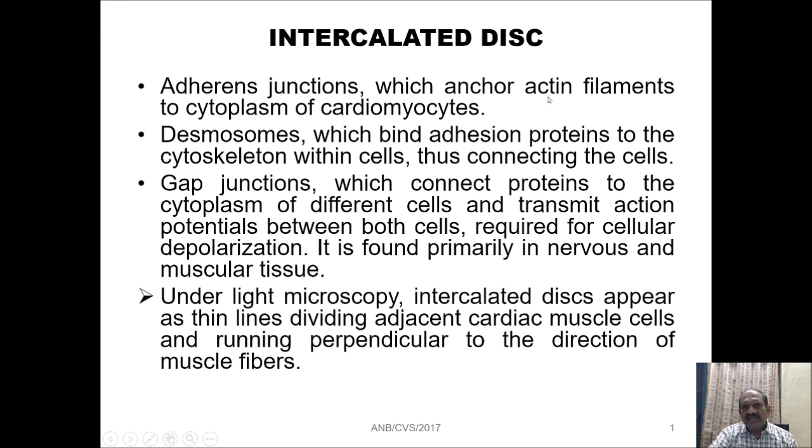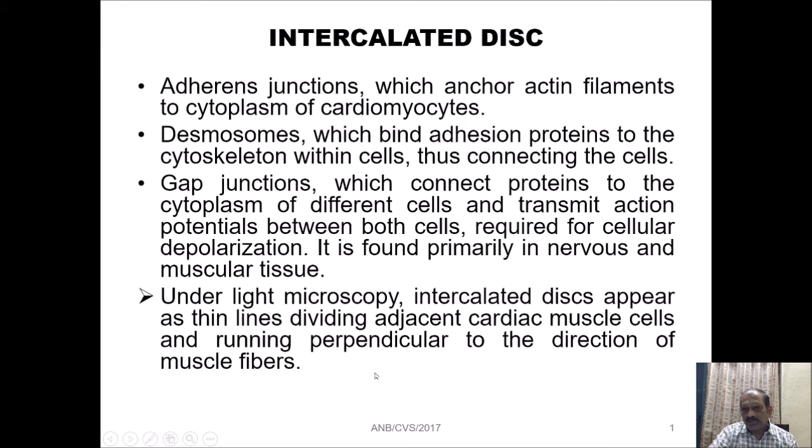which anchors actin filaments to the cytoplasm of cardiomyocytes. Then there is the other type of cell junction, desmosomes, which bind adhesion proteins to the cytoskeleton within cells, thus connecting the cells. Similarly, there is the gap junction, which connects proteins of the cytoplasm of different cells and transmits action potential between both cells. They are required for cellular depolarization. It is found primarily in nervous and muscular tissue.